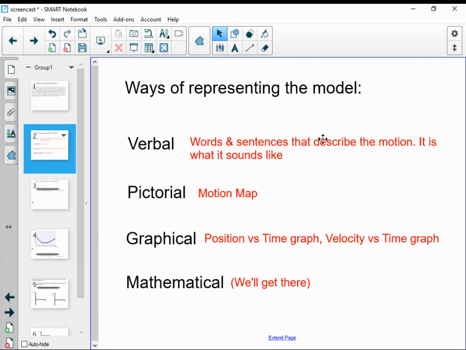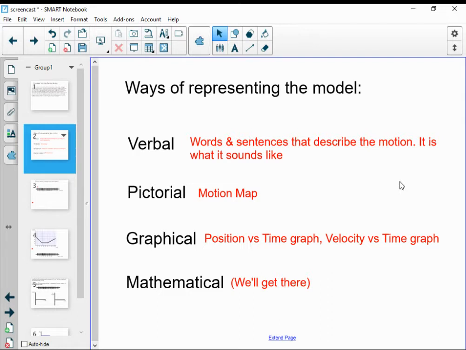So, different ways that we can represent this model. All four of these ways of representing a model are really important to me. People who are inexperienced in physics expect that it's all that fourth one, mathematical, but no, all four of these are equally meaningful and important to me. And skipping straight ahead to solving a bunch of math is really not the best way for us to do our best physics.